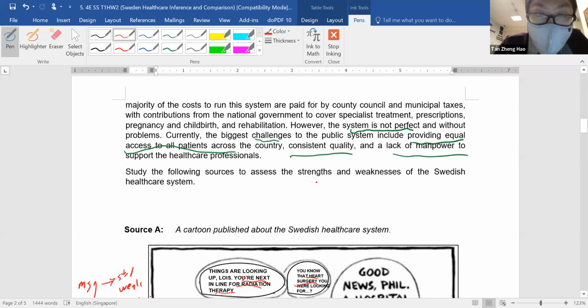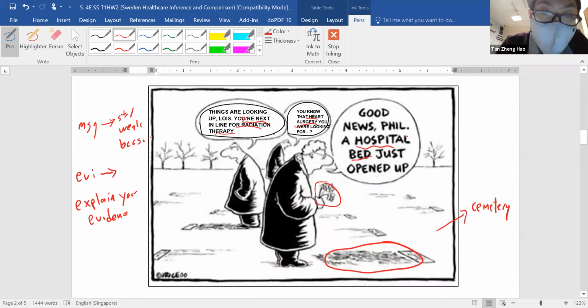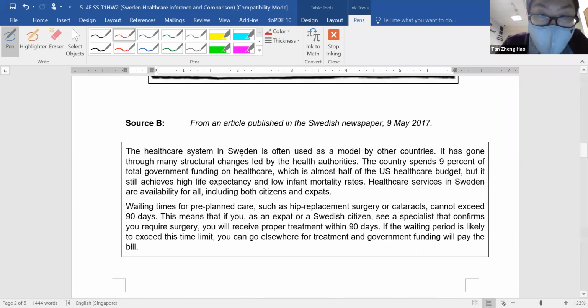Source B, it's from a Swedish newspaper in 2017. Okay, let's read. The healthcare system is often used as a model. Used as a model. Does this tell you it is strong or weak? It has gone through many changes led by the health authorities. The country spent 9% of government funding on healthcare, which is almost half of the US healthcare budget. But achieve high life expectancy, low infant mortality rate. I mean, most babies survive babyhood, childhood.